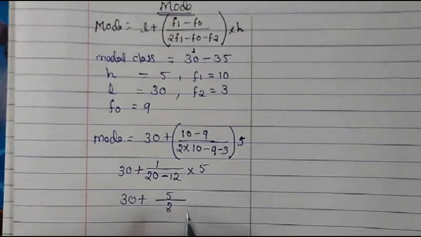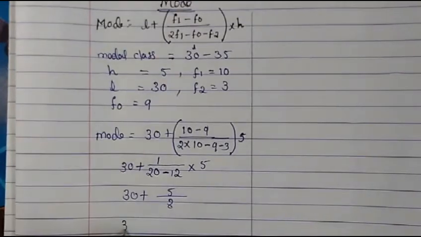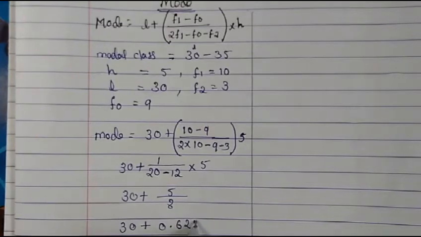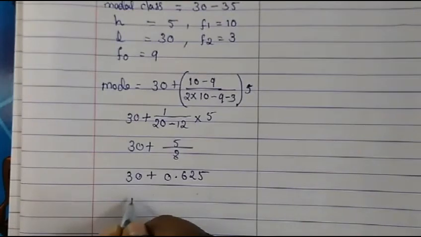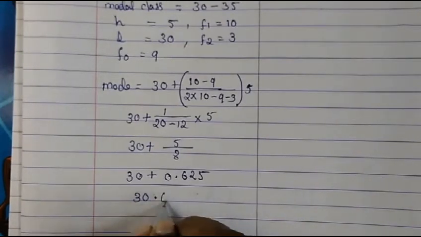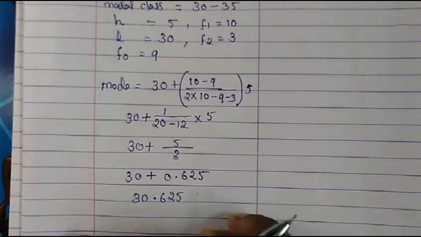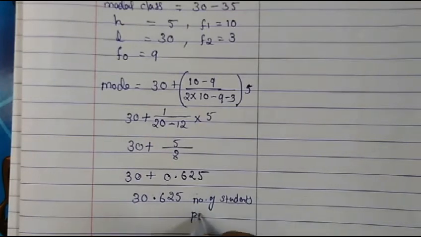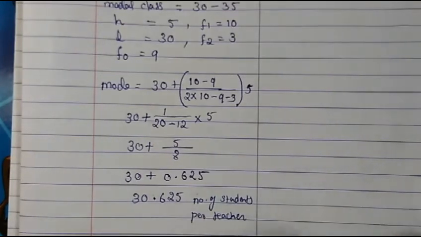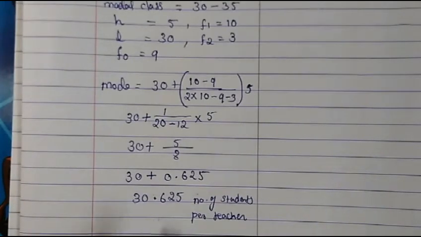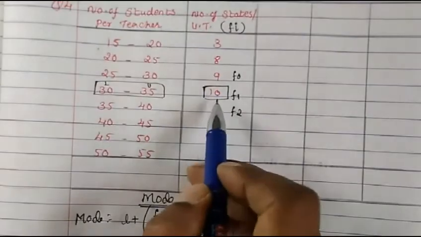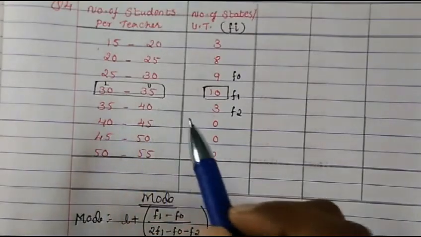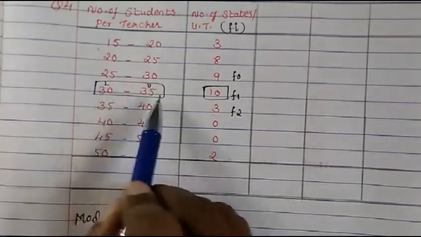Now you divide this. When you do the division, you will get 30 plus 0.625. When you add, you will get 30.625. So what is this actually? It is the number of students per teacher. This is the most occurring, that is, in 10 states, the most occurring is 30.625 students per teacher. The answer always comes between the limits of the modal class.